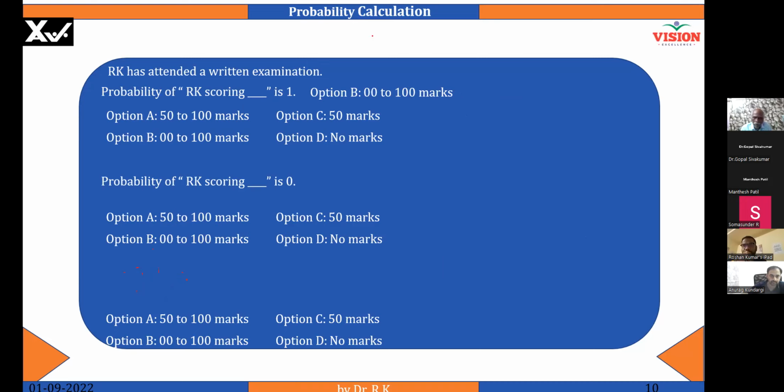Very good. So without doing any distribution, you can find out with common sense only. And with distributions, you can do wonders. That's all. Probability of RK scoring dash is close to 0. What is that?